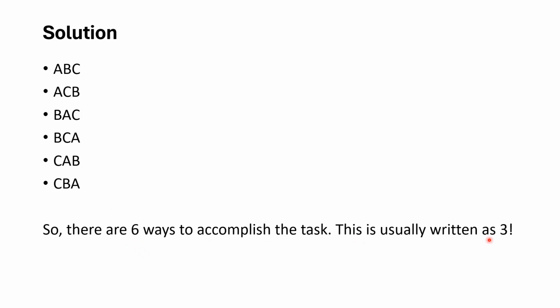This is normally written as 3 factorial. That's 3 times 2 times 1. That's a common notation when you're talking about permutations. These are permutations, by the way. That's the term that's used here when you have different orderings of distinct objects.